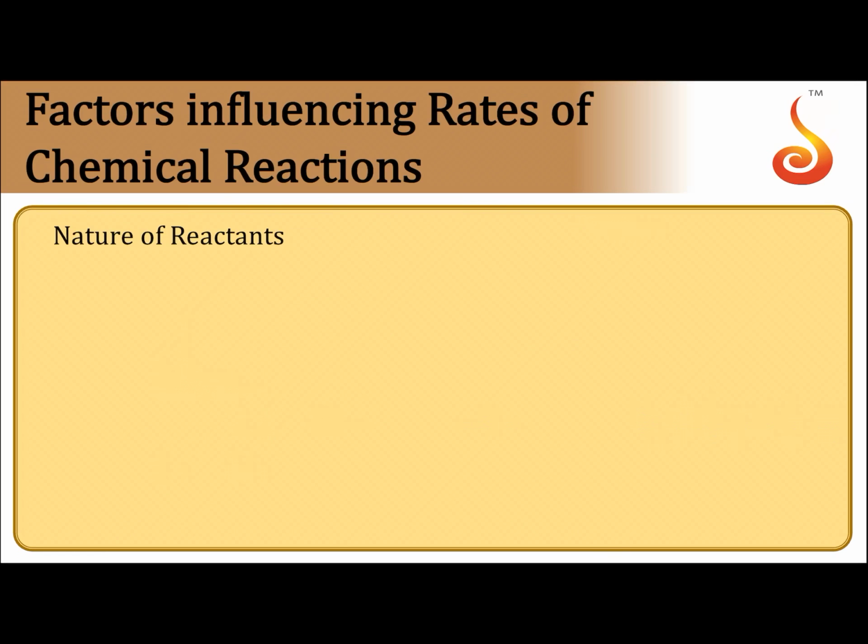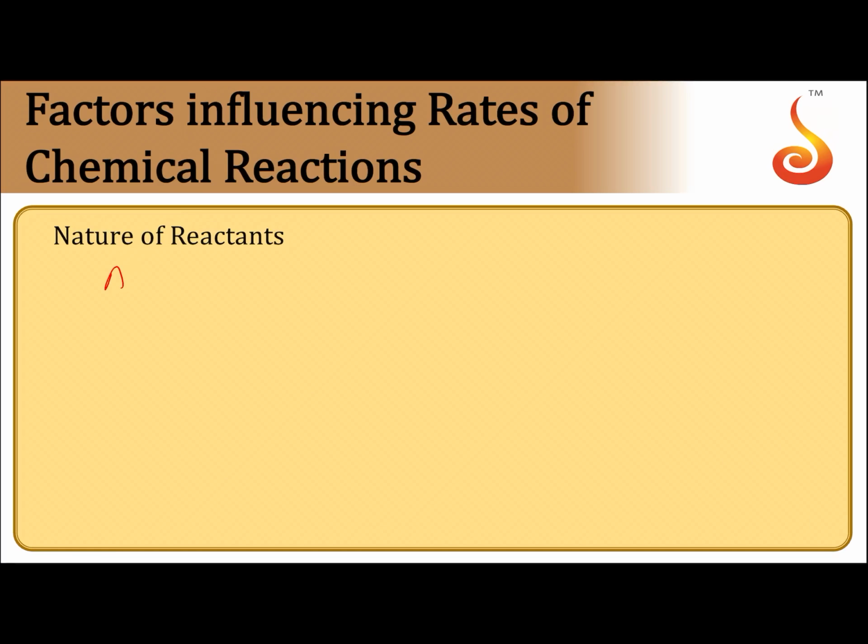Let us take them one by one, nature of reactants first. Nature of reactants means we need to see the nature of bond that is present between the reactant molecules. For example, when you take aqueous solutions of ionic compounds, they contain free ions in them. So during their reaction, just rearrangement of ions takes place. Hence reactions are very fast in the case of ionic reactions.